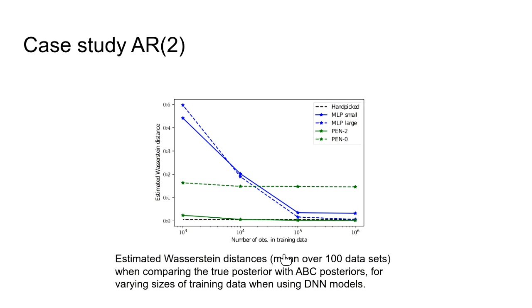And then we have this Wasserstein distance plot again, where we compute the Wasserstein distance of our ABC posterior compared to the true posterior. We see that the MLP methods, these blue lines, perform really poorly if we have too few training data points, but if we have many training data points, they work fairly well. And here we also have a PEN zero network that assumes that the data is exchangeable, and this is not doing very well, which is not surprising since it has the wrong exchangeability property built into it.